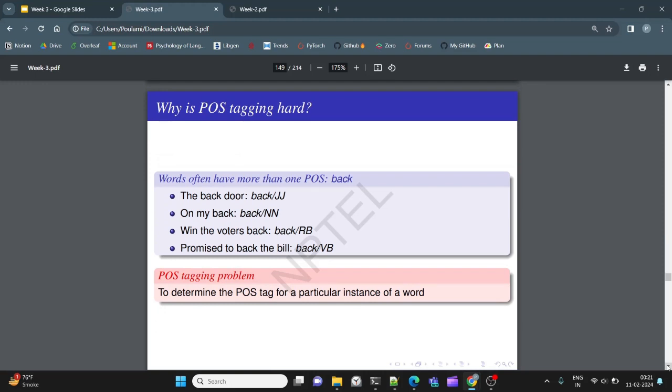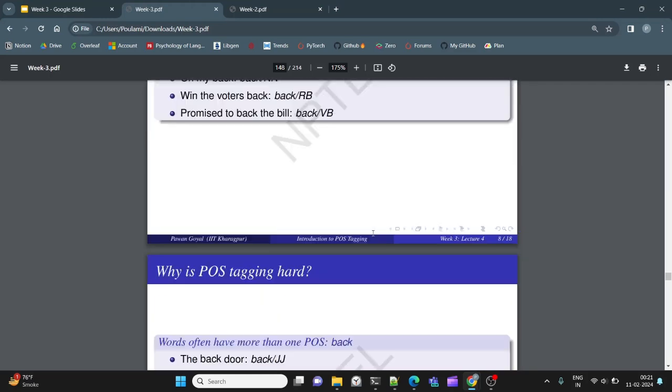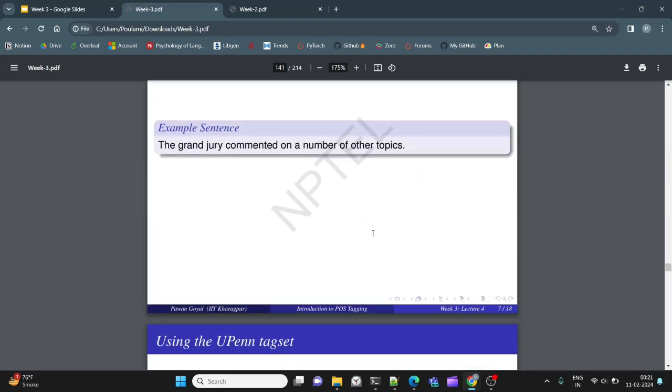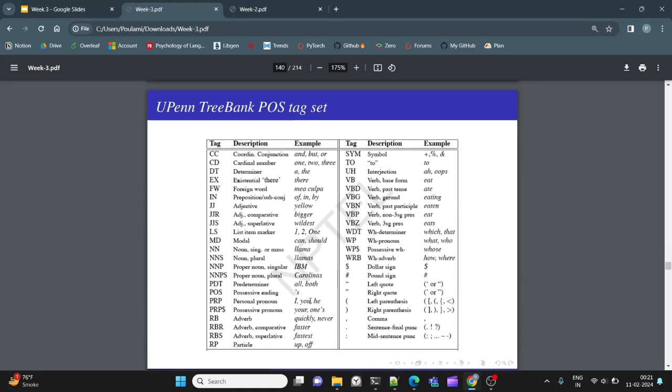So this is a very interesting example from which we can understand why part of speech tagging is hard. One word can have multiple part of speech tags, as can be observed from this example. In "the back door", back is an adjective, whereas in "on my back", back is a noun. In "win the voters back", RB is, I think, adverb. Let me check a second. RB is adverb.